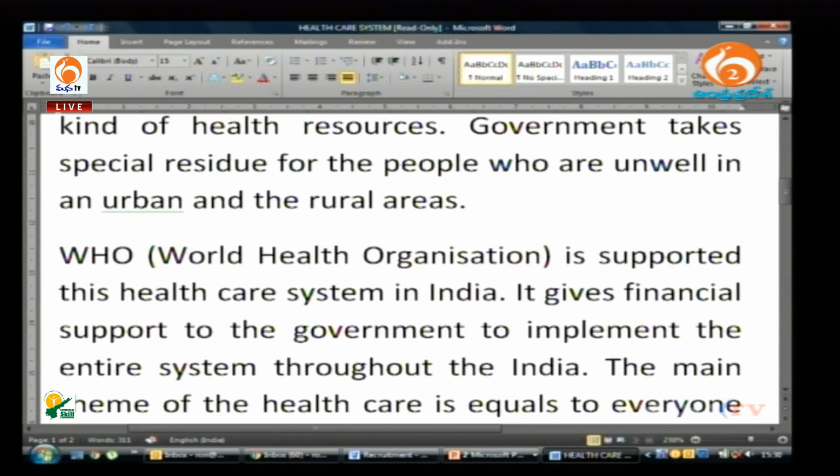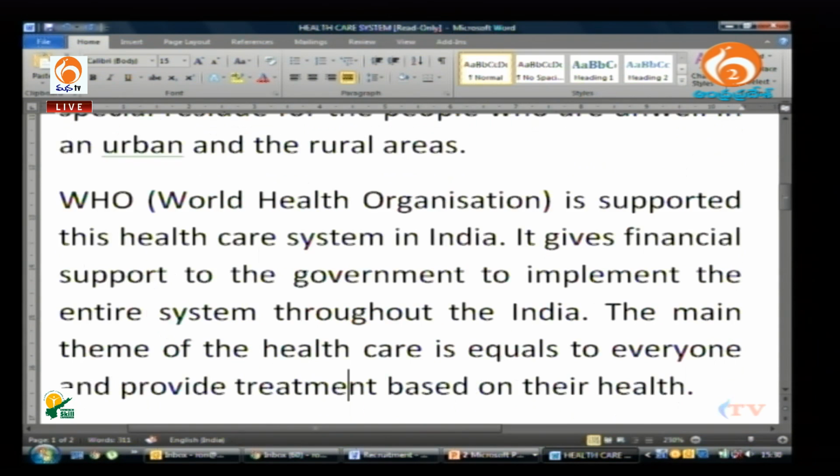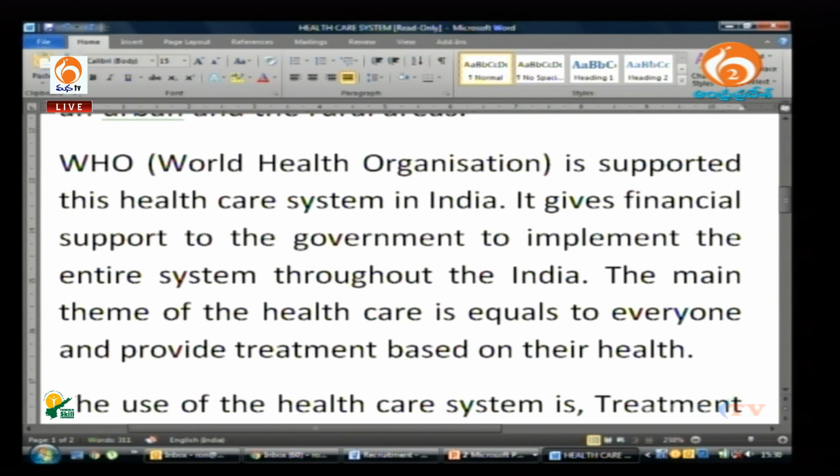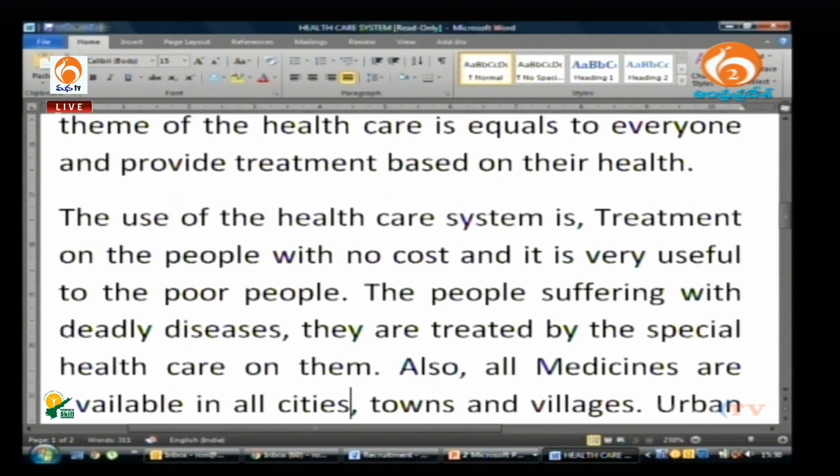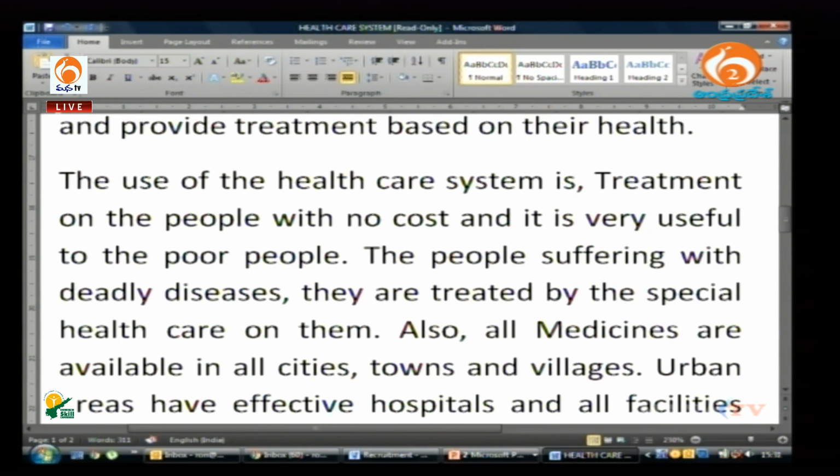World Health Organization is supported this healthcare system in India. It gives financial support to the government to implement the entire system throughout the India. The main theme of the healthcare is equals to everyone and provide treatment based on their health. The use of healthcare system is treatment on the people with no cost, and it is very useful to the poor people. The people suffering with deadly diseases, they are treated by the special healthcare on them. Also, all medicines are available in all cities, towns and villages.